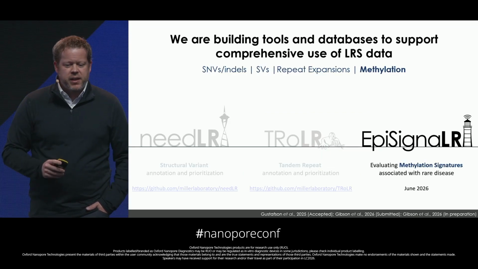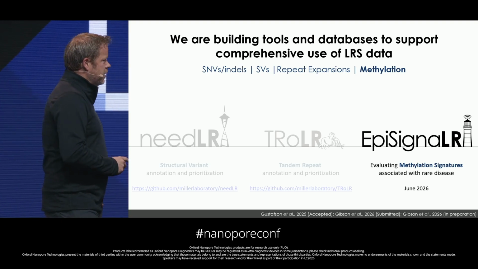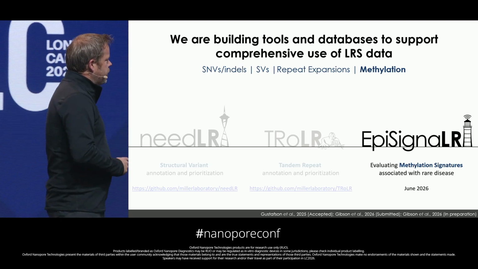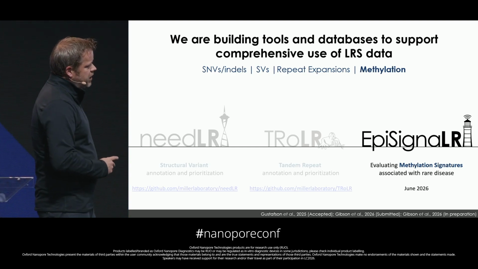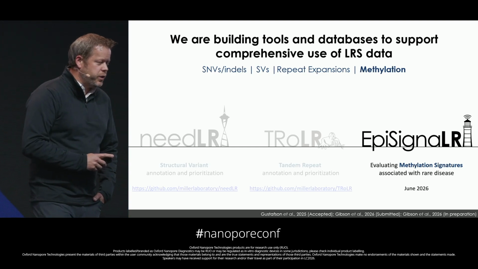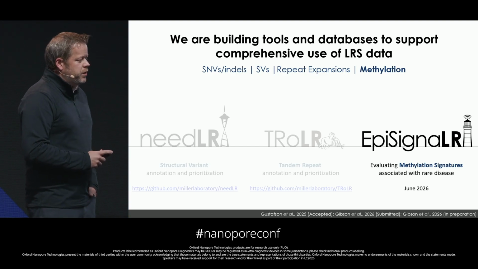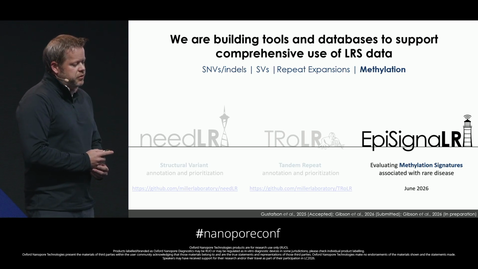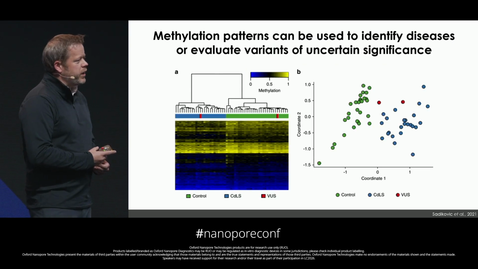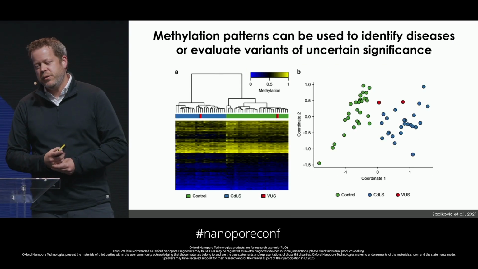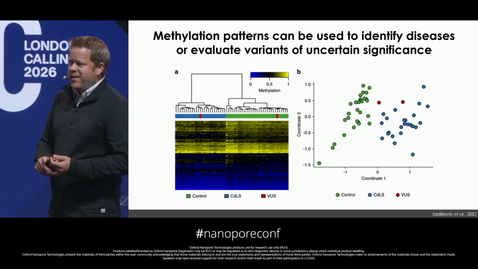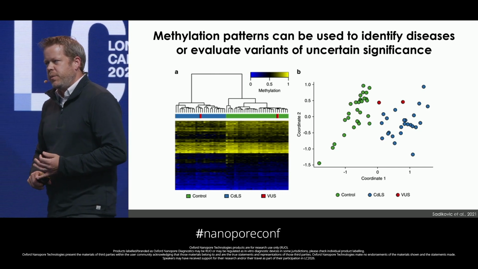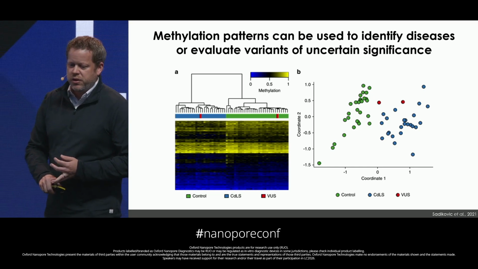But what I'm going to talk about in the last 5 minutes here is a new tool called EpiSignaLR. Our goal with this tool is that it can be used to identify or evaluate methylation signatures, epigenetic signatures that are associated with, I'll say, rare disease for now, but in the future I think it could be expanded to other conditions. So what's the value? Why do we care? Why should we work together to do this? Well, methylation signatures in rare disease can be used to both identify individuals who have a condition, but also clarify variants that are associated with that condition.